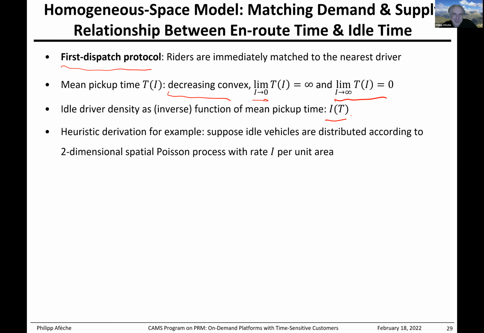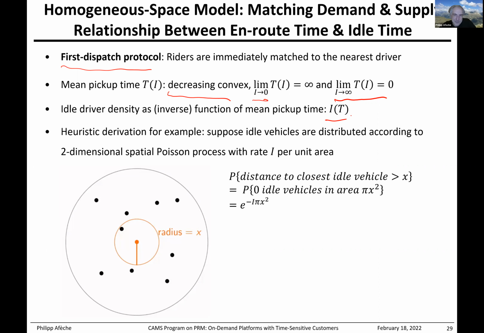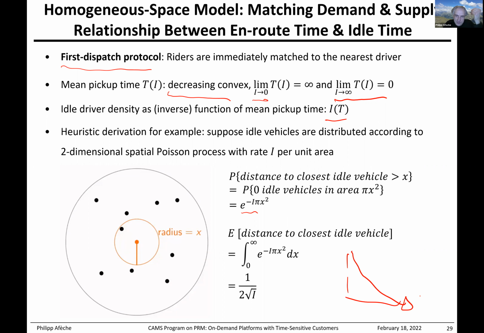Right. So here's just one example. Suppose that idle vehicles are distributed according to a two-dimensional spatial Poisson process, and you can just drive straight line. So in this case, if the request is here, what's the probability that the distance to the closest idle vehicle is larger than X? Basically, it's the probability that there's no idle vehicles in an area of radius X, which is this simple expression here. And if you want to average this out over the distribution of X, you get this simple expression here. So I'm just putting this in here to show you a simple example of this thing sort of looking like this.